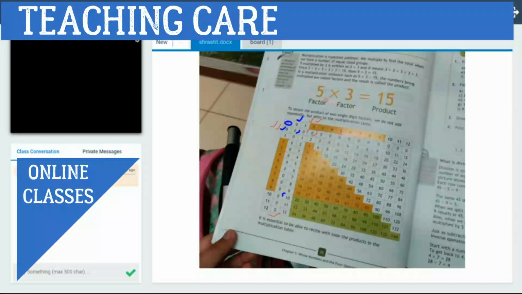So always this is a factor. We call it a factor. 5 is a factor and 3 is a factor. If you multiply two factors, you will get a product of that. Factor is like a number which gives the, for example, you know what factors and multiples are, right, Srashti? You have studied last grade. So 5 is a factor and 3 is a factor. When you multiply, you will get a product of that.